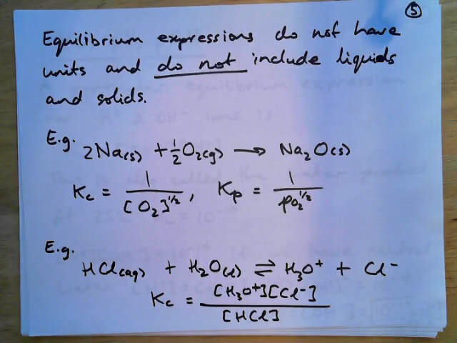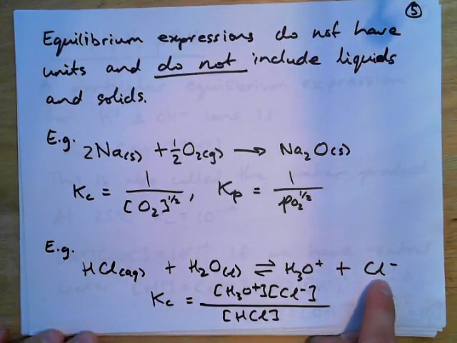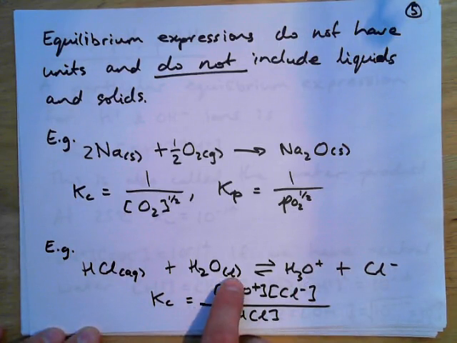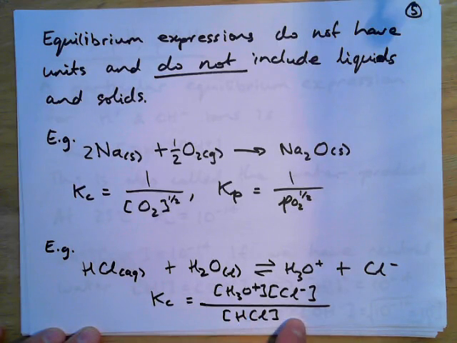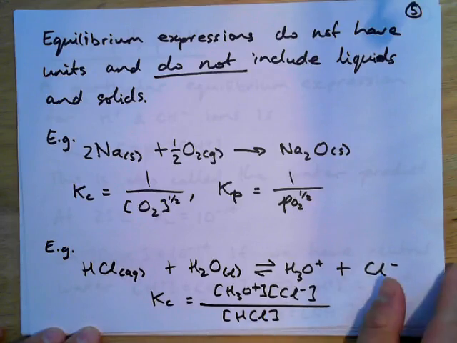Okay, let's have another look at an example. If we have HCl plus H2O going to H3O+ plus Cl-, the H2O is a liquid, so it doesn't appear in the equilibrium expression. These are all aqueous species, and so they appear.